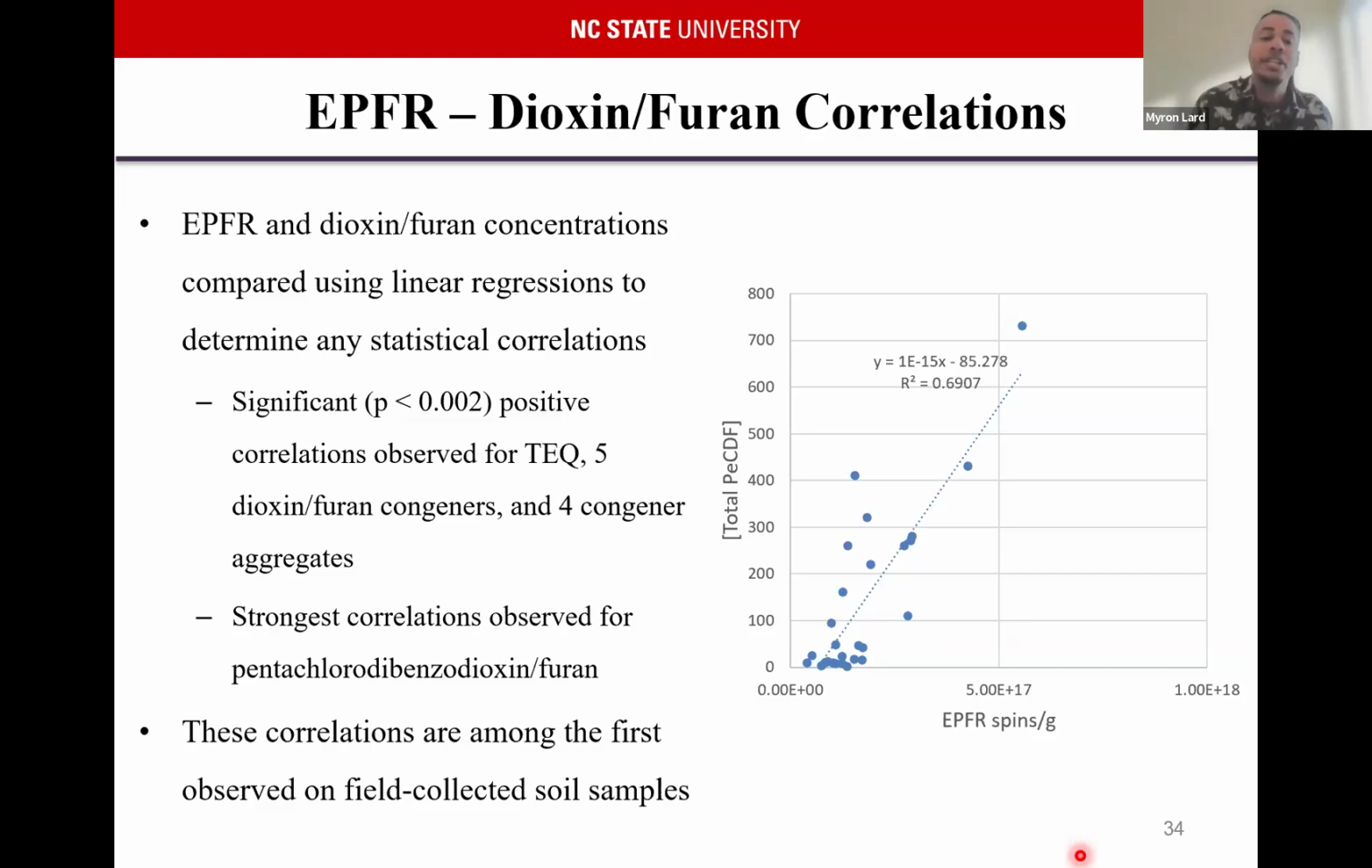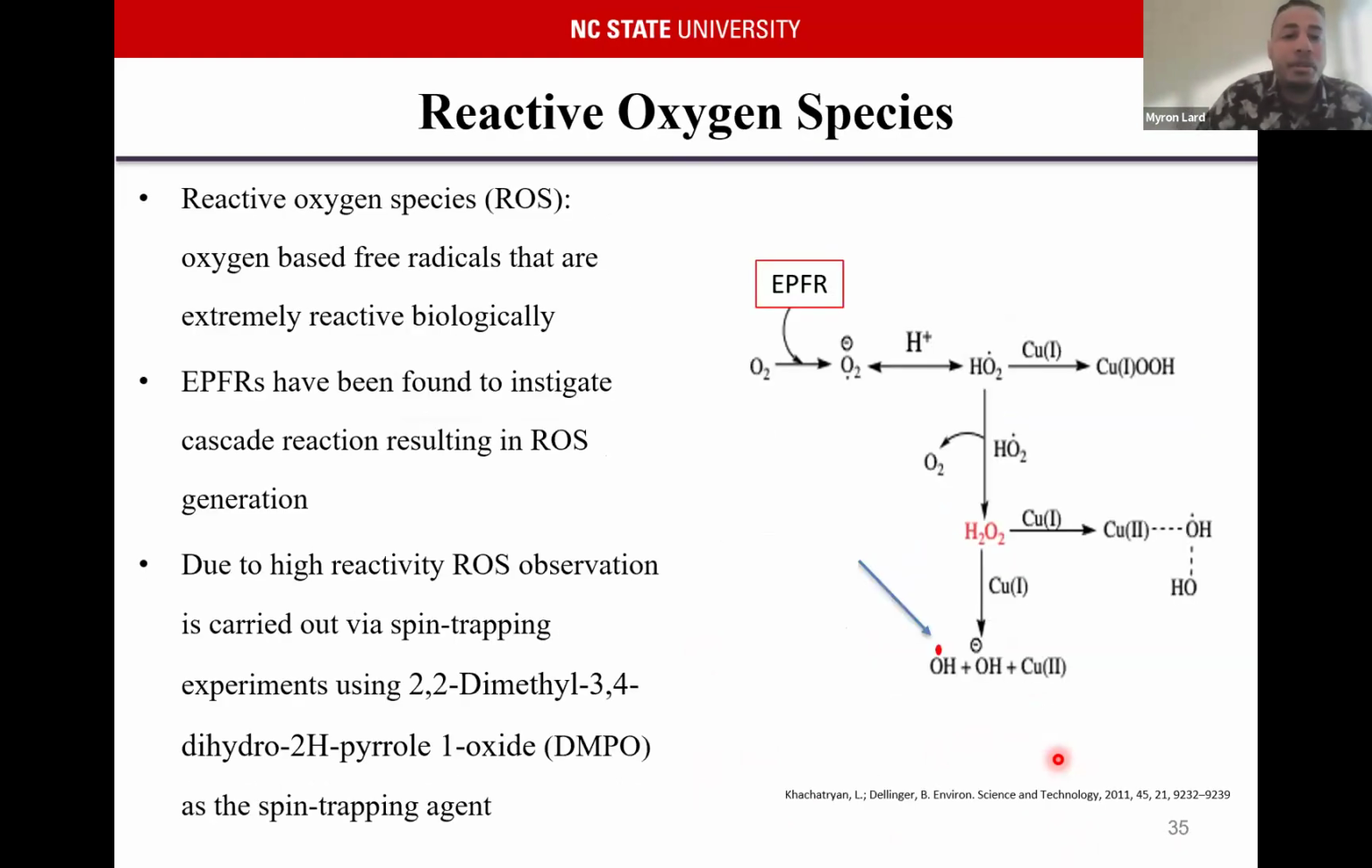These correlations are among the first that have been observed on field collected soil samples, and these correlations provide field collected support to laboratory studies suggesting the connection between EPFRs and dioxins. Not only do they potentially share a generation source, but they could be co-generative, as EPFRs could recombine to form the dioxins and furans. And now let's talk a little bit about reactive oxygen species.